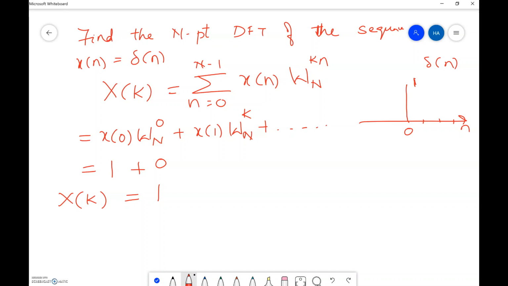Because we have seen before, even for Fourier transforms and Fourier series, the frequency domain representation of an impulse will be a constant in the other domain. So an impulse in one domain will be a constant in the other domain. The same thing is what we have obtained here also for an N-point DFT. So X of k will be 1 for all values of k. So k could be anything from 0 to N minus 1, right? It will be constant and will be at a value of 1.